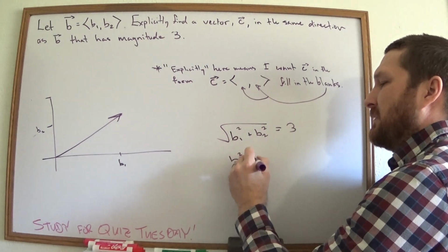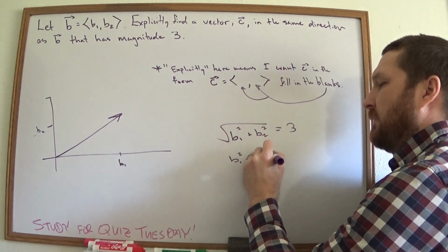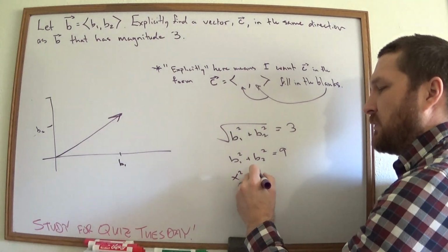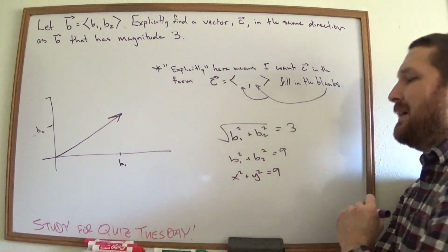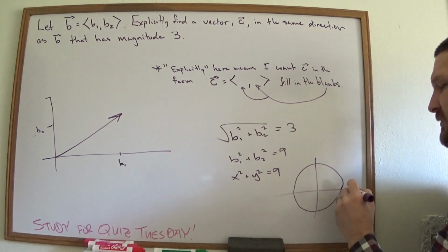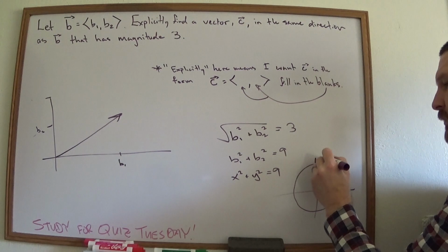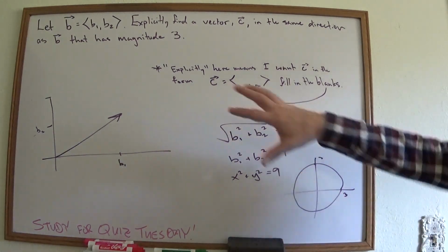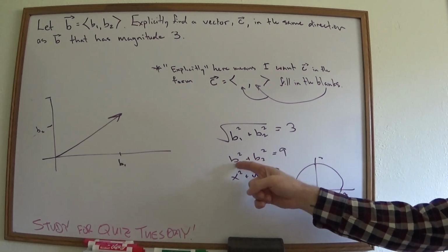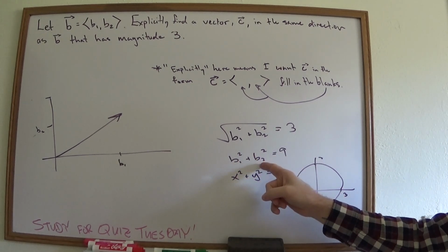But now here's the thing: you have 2 variables here. In other words, you have x squared plus y squared equals 9. Any vector on this circle would work. And so it couldn't be in the same direction as the original, because now you have 2 degrees of freedom. You see what I'm saying?